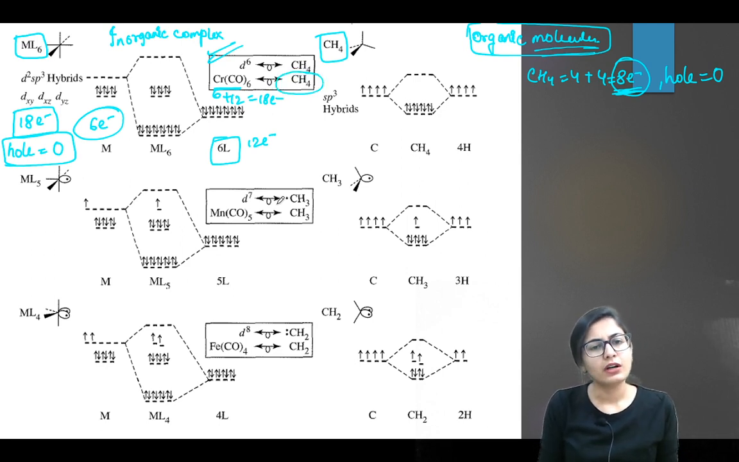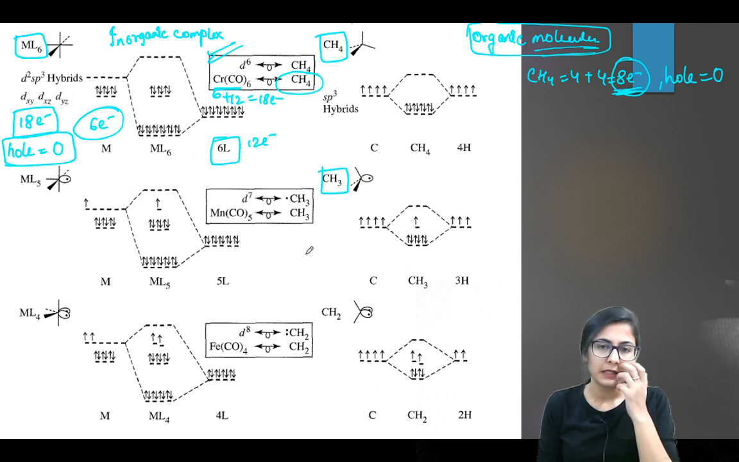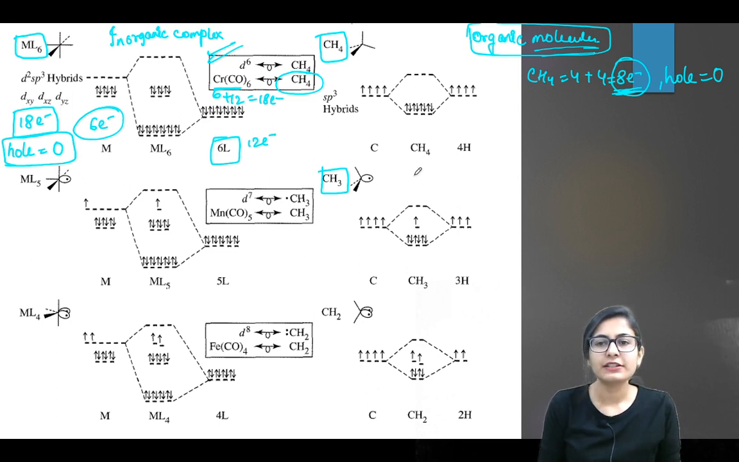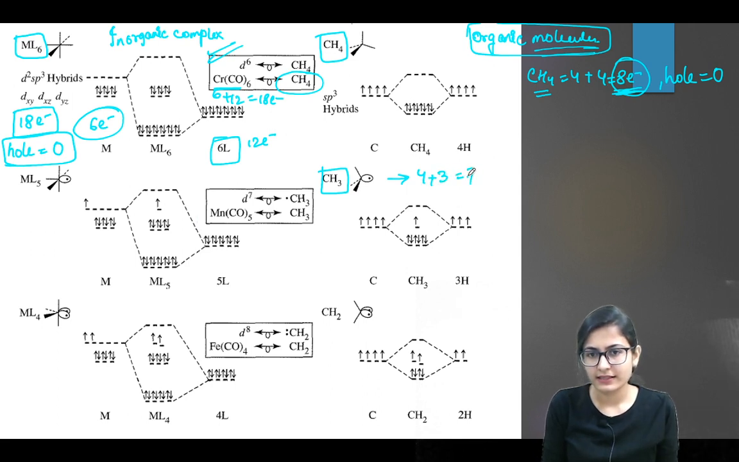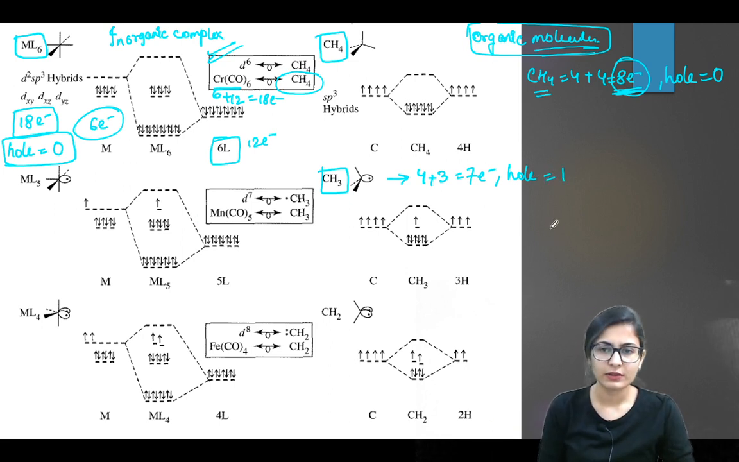Alright, now we are going to see different examples. Let's first look at CH3. What is CH3? CH3 is 1 electron short of CH4. CH4 has a complete 8 electrons. Now we have removed one of the hydrogens. So carbon is still giving 4 electrons, 3 electrons are donated by hydrogen, so that is 7 electrons. What is the electron deficiency, or the number of holes? That is going to be 8 minus 7 equals 1.